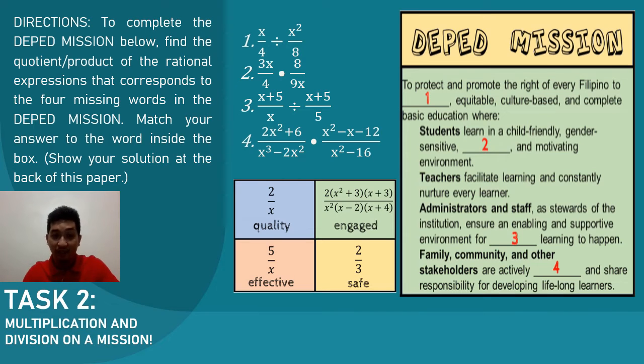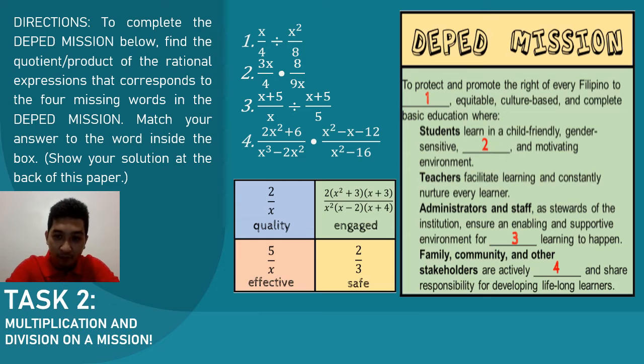So let me read the directions. To complete the DepEd mission below, find the quotient or product of the rational expressions, or rational algebraic expressions, that corresponds to the 4 missing words in the DepEd mission. Match your answer to the word inside the box. Okay, so show your solution at the back of the paper.